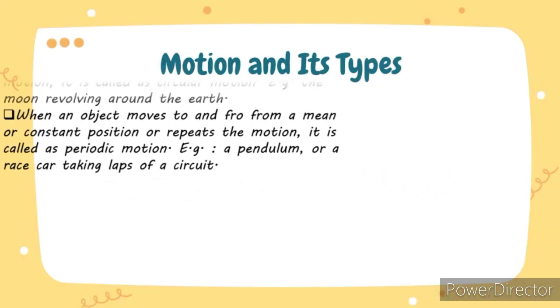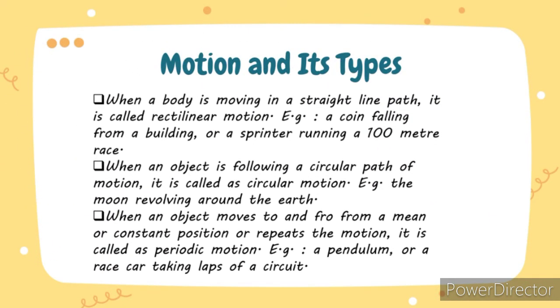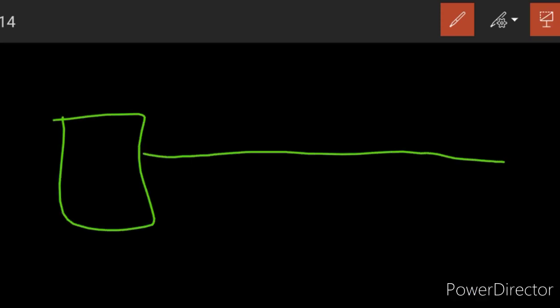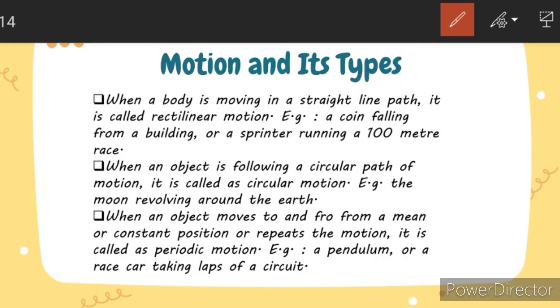Motion and its types. What are the different types of motion? When a body is moving in a straight line, it is called rectilinear motion. Rectilinear means something is moving in a straight line. For example, here is a car that is moving in a straight line. So that will be your rectilinear motion.